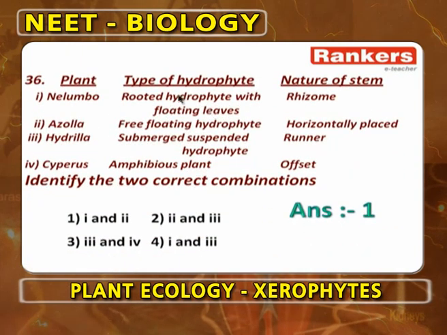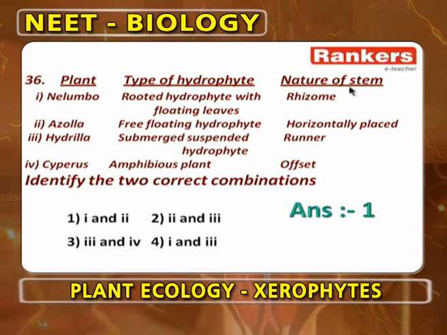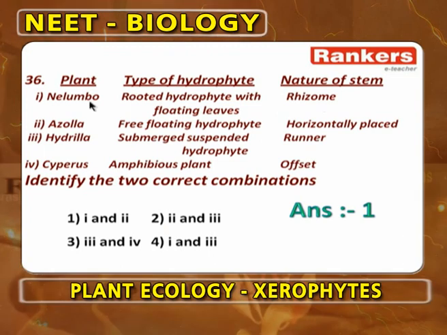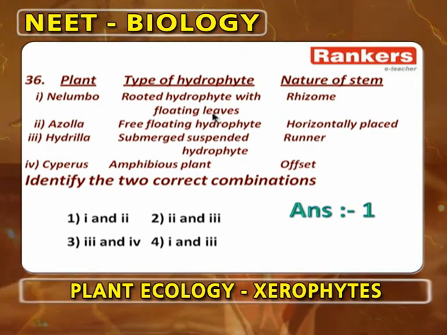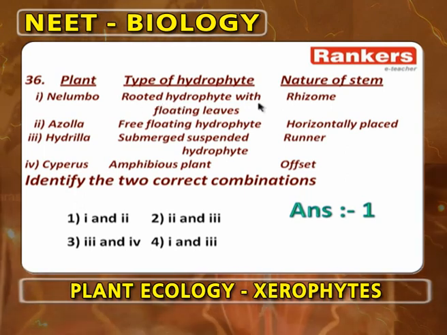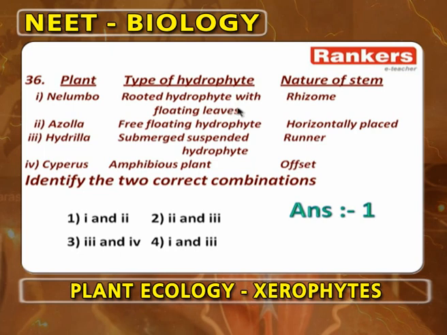Another 3 column. Plant, type of hydrophyte, nature of stem. Nilambo, rooted hydrophyte with floating leaves, rhizome is correct. Nilambo is definitely a rooted hydrophyte with floating leaves. Long peltate petioles are present which make the leaves float on water. So, definitely it is showing an underground stem modification, rhizome.